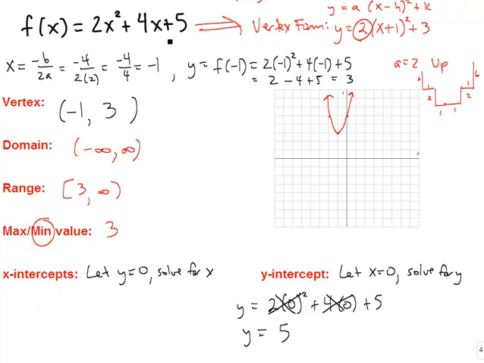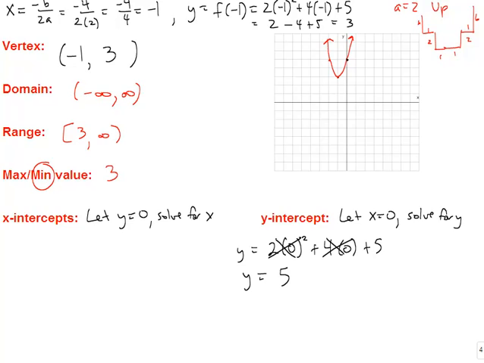So on my graph, that should correspond to where my parabola is hitting the y-axis. And if we look up here, here's my y-intercept, and indeed it is at a height of 5. So that does match up with that y-intercept that we found. Okay, so let's take a look at x-intercepts now.